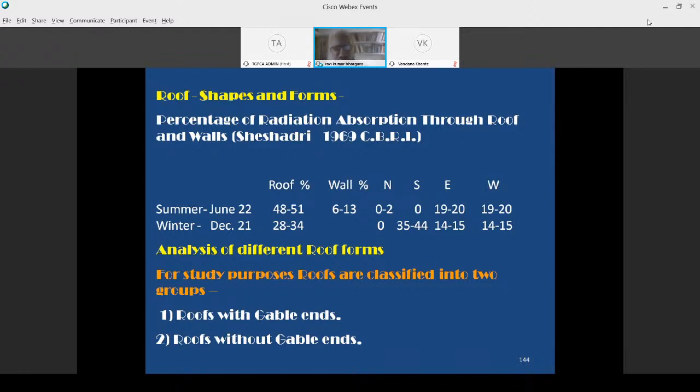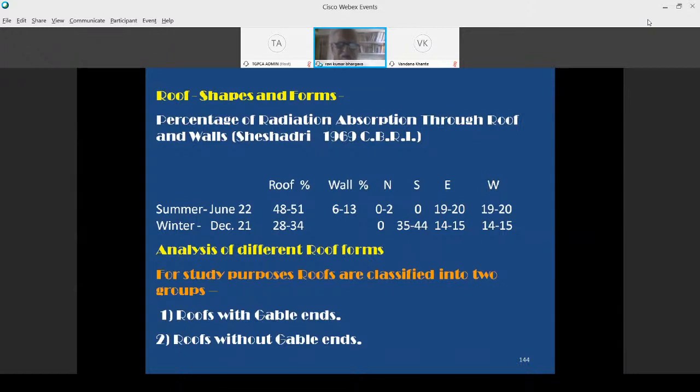Friends, the maximum heat gain in any building is through the roof. Almost 50% of the heat gain is through the roof. Yes, it is more in summer. That is the period when we should give maximum priority and we need maximum protection. So here forget about winter. Don't consider winter at all.